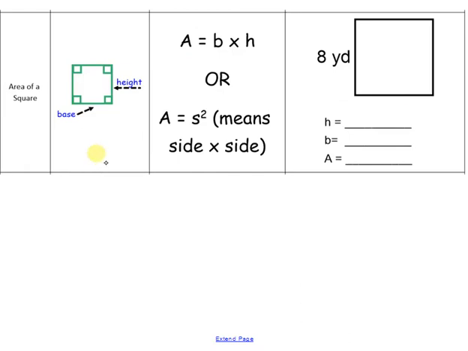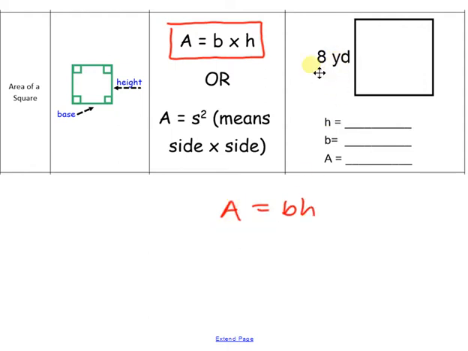Okay, now we have the area of a square. Again, you can use the formula area equals base times height, but you can also use area equals side squared, or side to the second power, which means side times side, which if you think about it, basically equals base times height. Okay, so it's the same thing. So I'm going to go ahead and use area equals base times height.